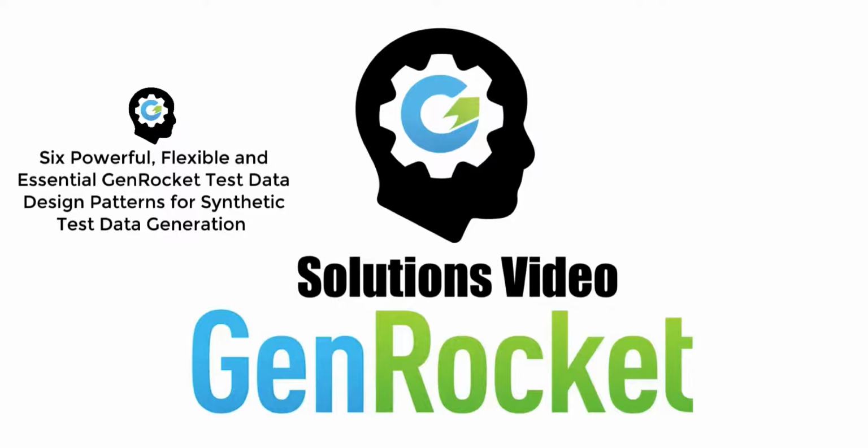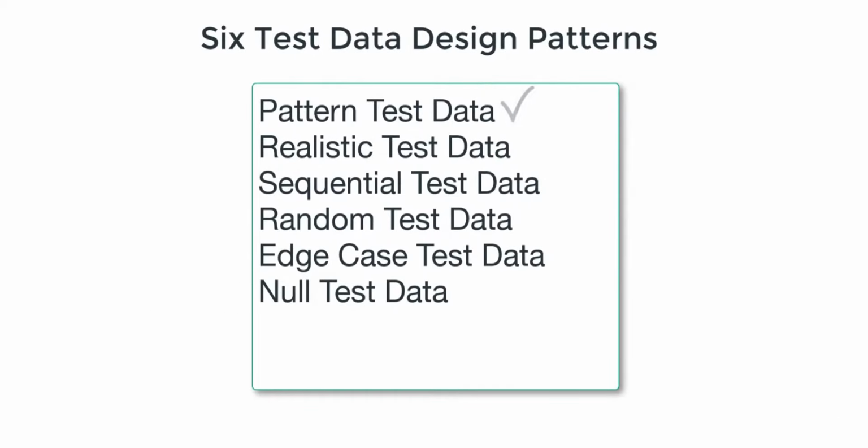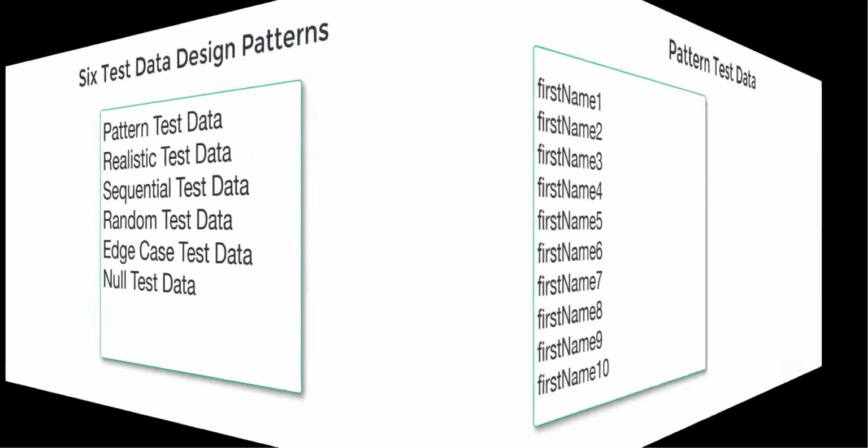Hi, in this GenRocket Solutions video, you're going to learn about 6 powerful, flexible, and essential GenRocket test data design patterns for synthetic test data generation. The 6 test data design patterns are pattern test data, realistic test data, sequential test data, random test data, edge case test data, and null test data. Let's take a look at each test data design pattern in detail.